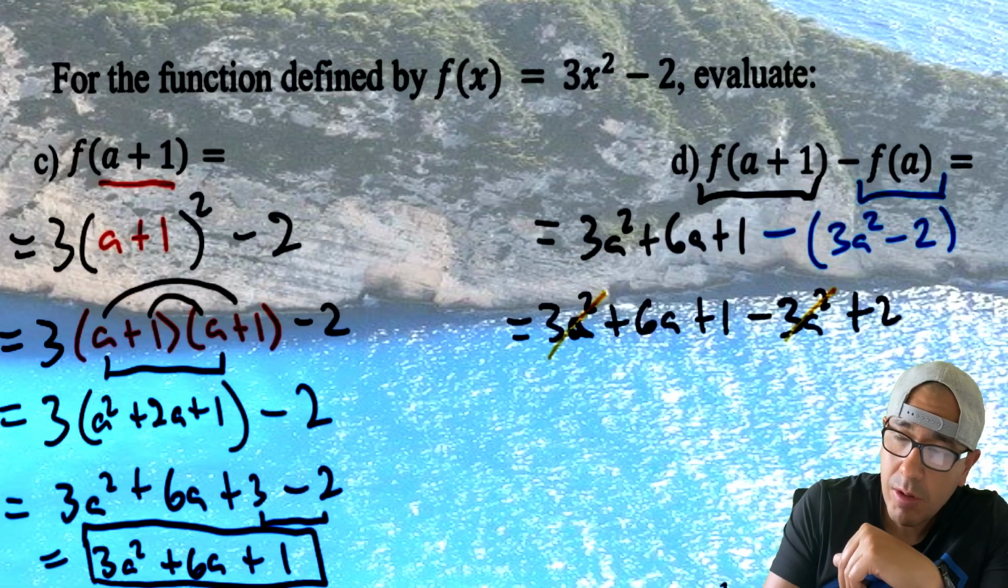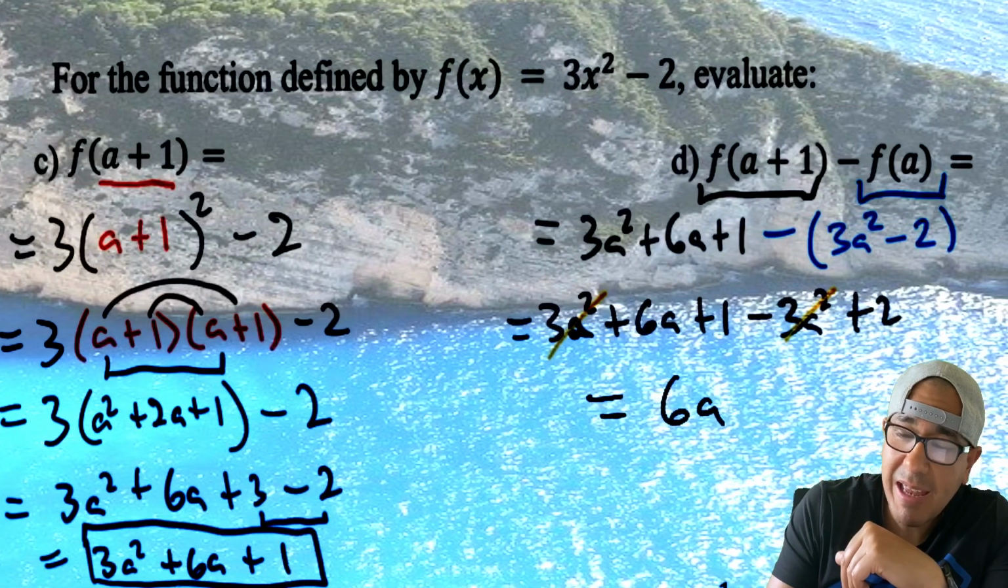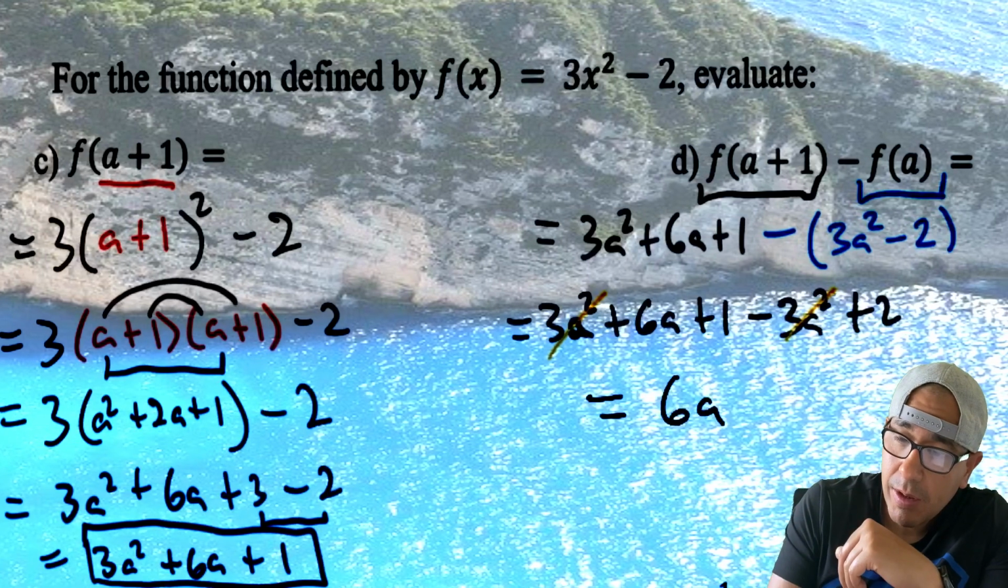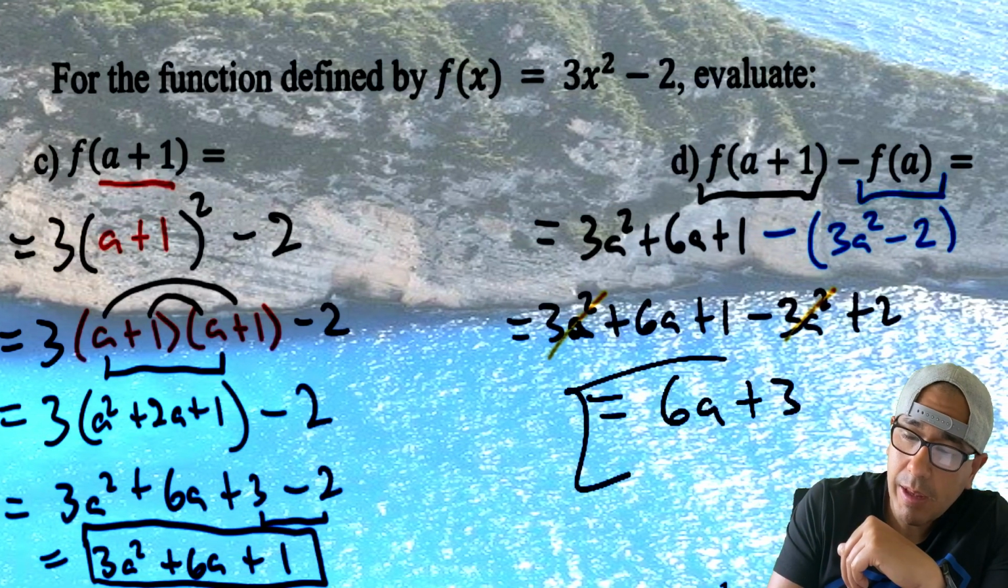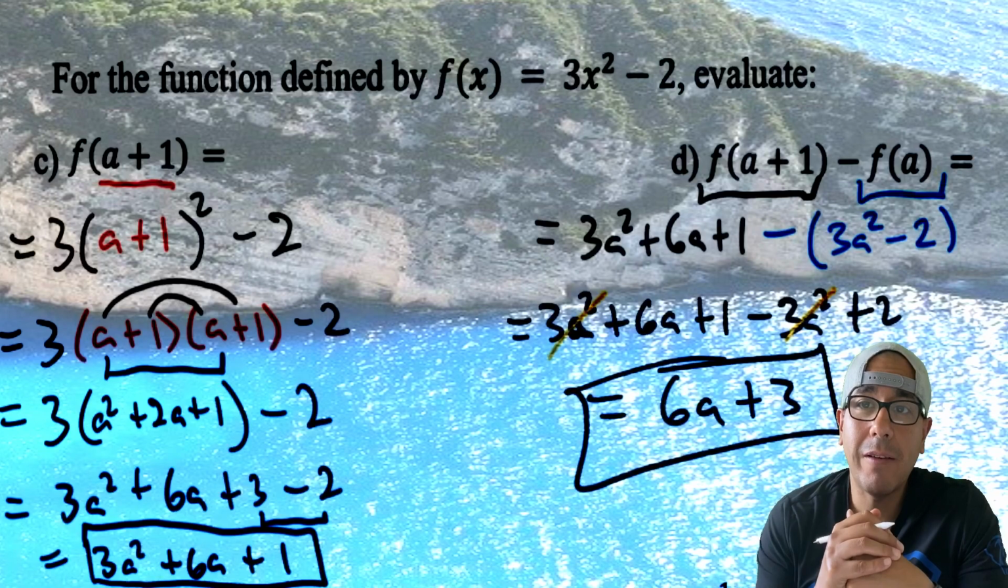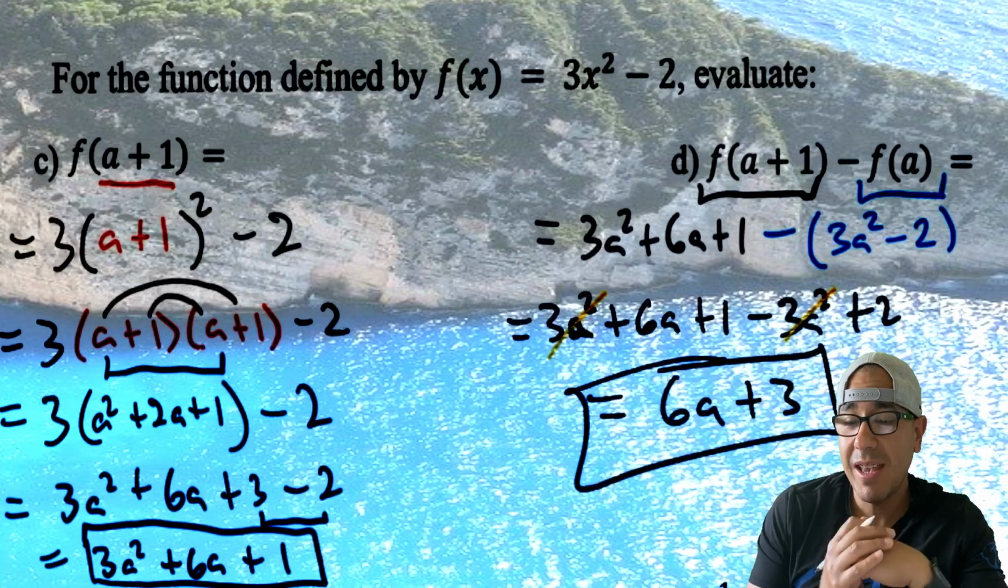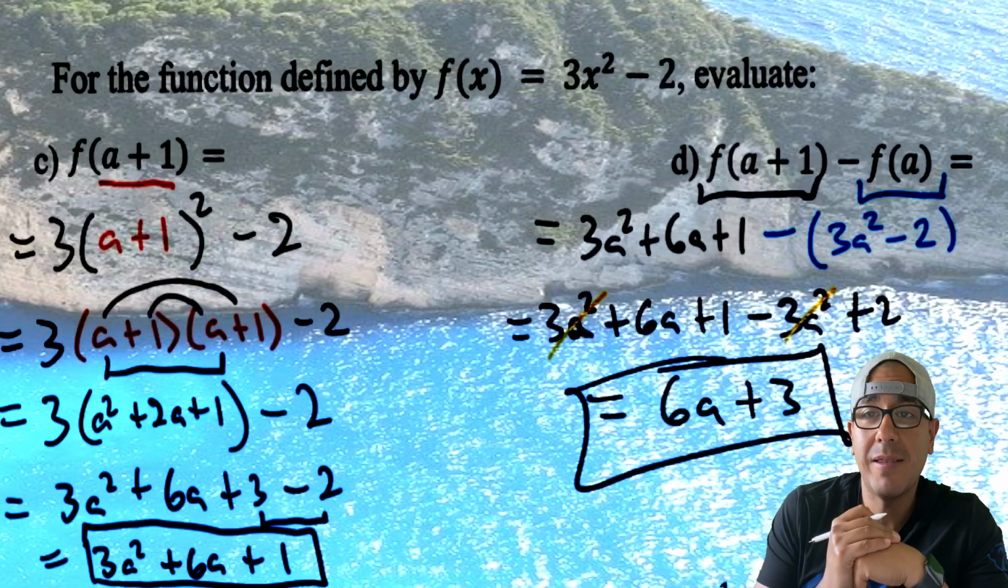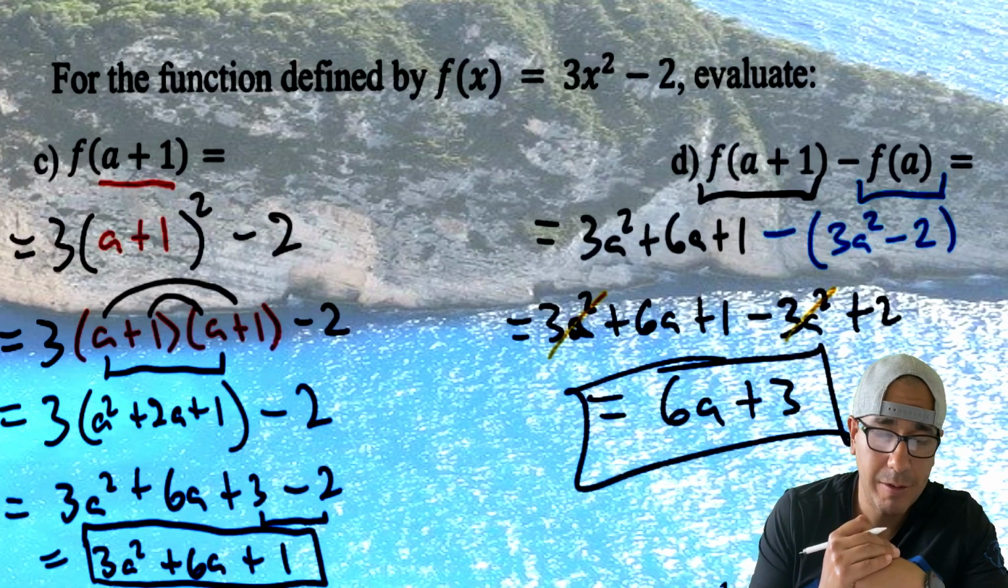So we end up with 6a. That didn't have any like terms. Plus 3. And that's all we could do right there, folks. All right, so once again, we're left with the expression as an answer. It's gonna happen. All right.